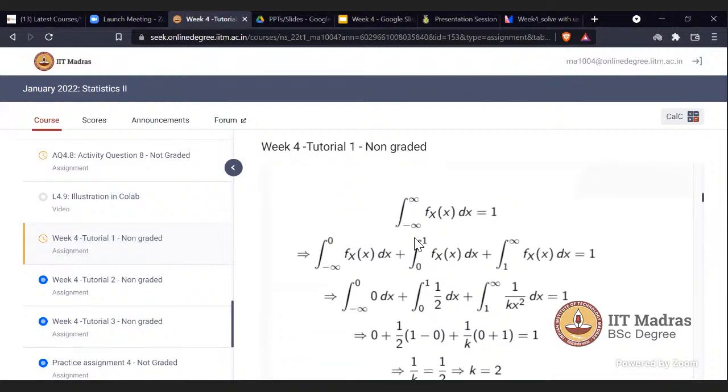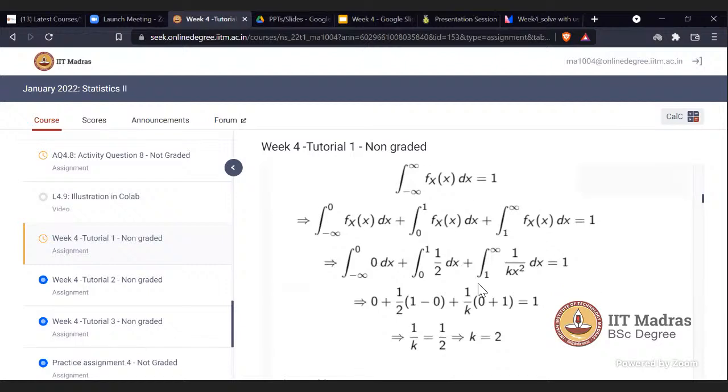So the integral from -infinity. Please look at the third integral, that is given as 1 upon k multiplied by 0 plus 1. If you integrate this, k is a constant, so it comes out. Basically it is 1 upon x square, so integration is going to be -1 upon x.